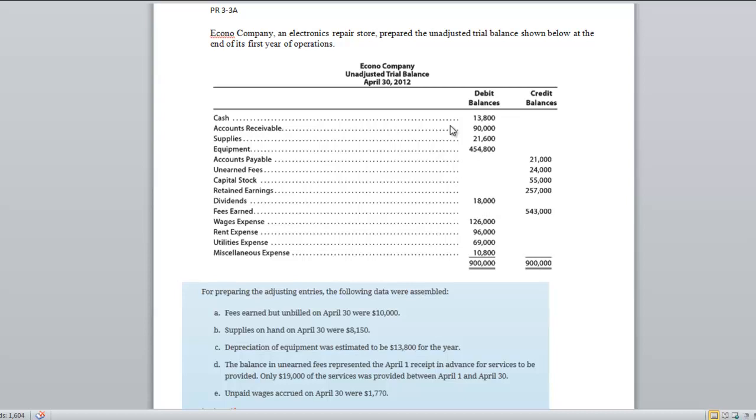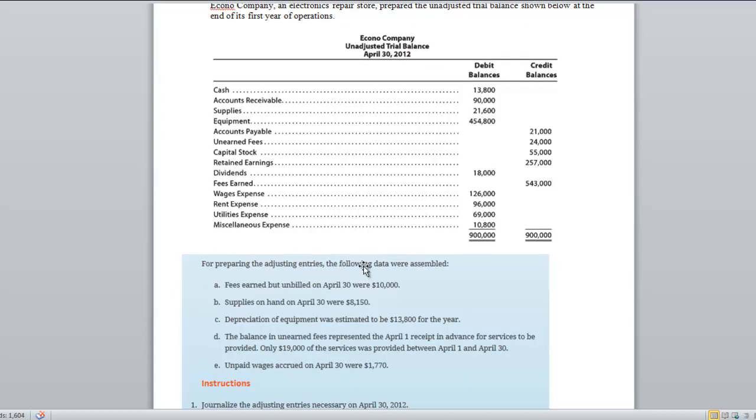Right? We wait till the end of the accounting period and typically record it then, maybe at the end of every month, but definitely it would not be customary to record that on a daily basis. So we have these balances here. There are a couple things that we're going to learn about. It says, for preparing the adjusting entries, the following data was assembled.